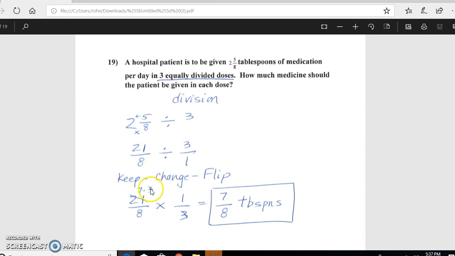so I'm going to cancel a 3 on the top and a 3 on the bottom, and now I would just multiply 7 times 1, get 7 on top, and 8 times 1 here. This is now a 1 because I canceled it. 8 times 1 is 8, and I have 7/8 as my final answer.